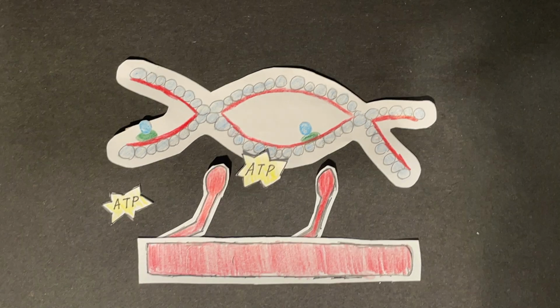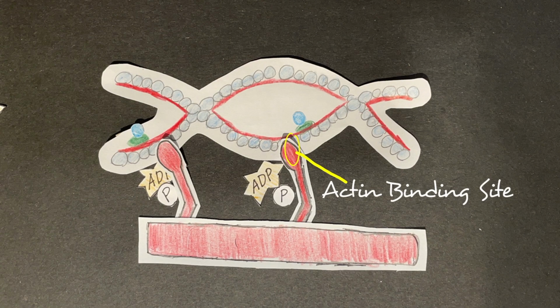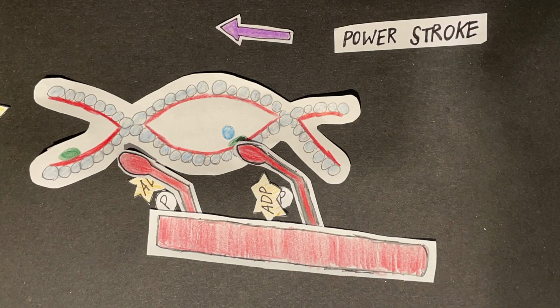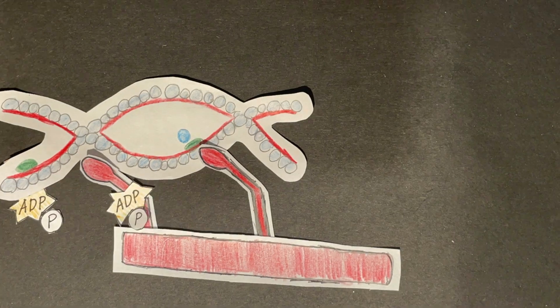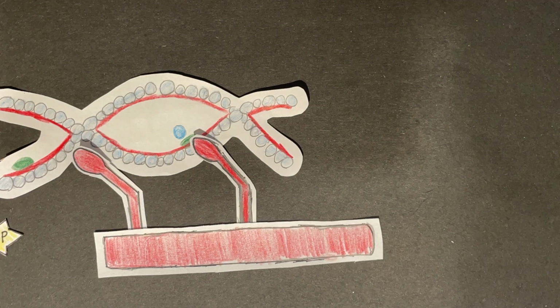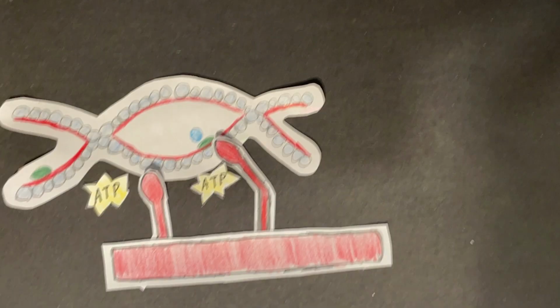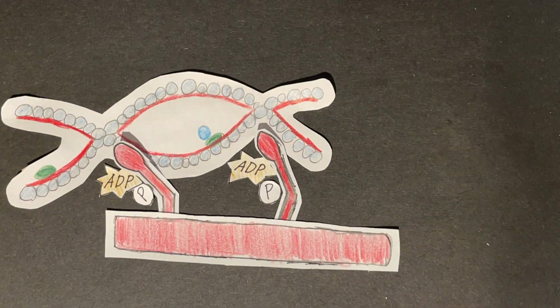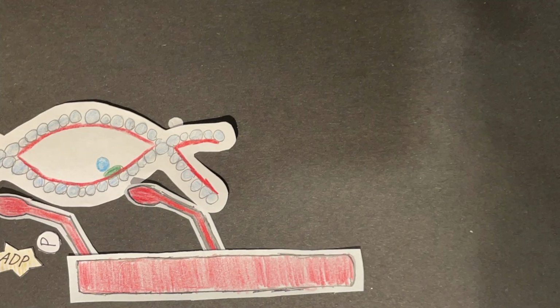To bind to the actin filament, ATP binds to the myosin head and then dissociates into ADP and phosphate. This causes the myosin head to cock back into position and bind to actin. ADP and phosphate is then released and causes the myosin head to move the actin filament in a movement called the power stroke. This process continues to repeat until signaling from the motor neuron ends. As you can see here, the filaments keep pushing on each other to create more power strokes.